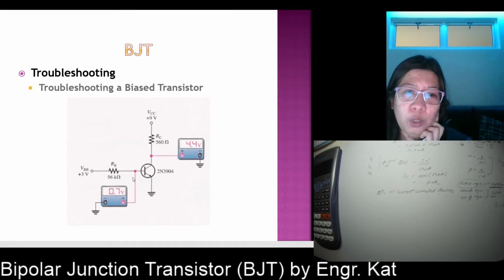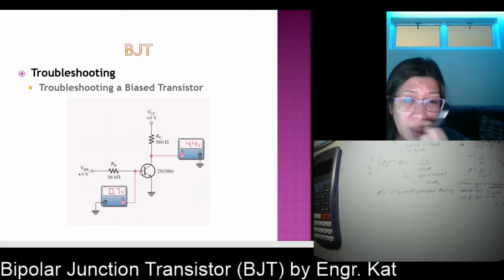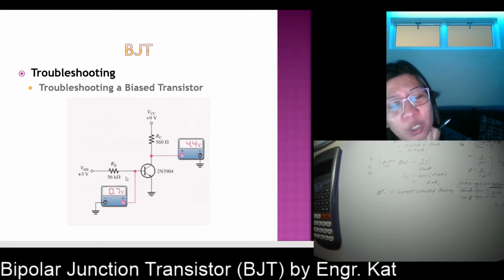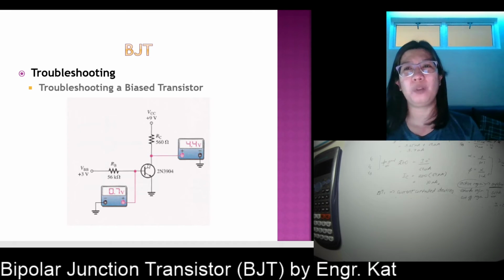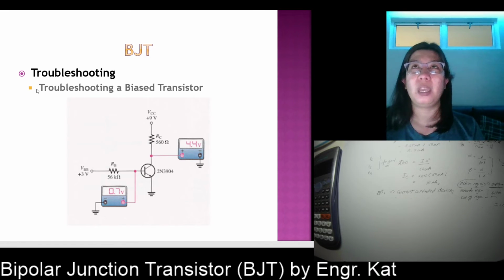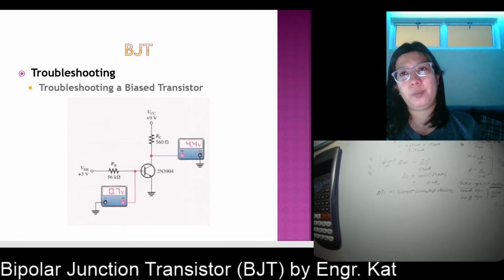Your base to emitter must be around 0.7. Why? This is forward bias. When your PN junction, when your diode, is forward biased, what voltage do we usually read across the diode? It's 0.7 for silicon or 0.3 for germanium. Since we are using silicon as our main type of transistor, you might be reading around 0.7 or in the neighborhood of 0.7.